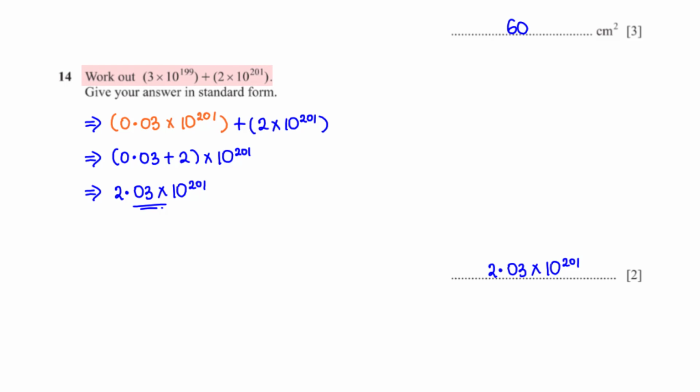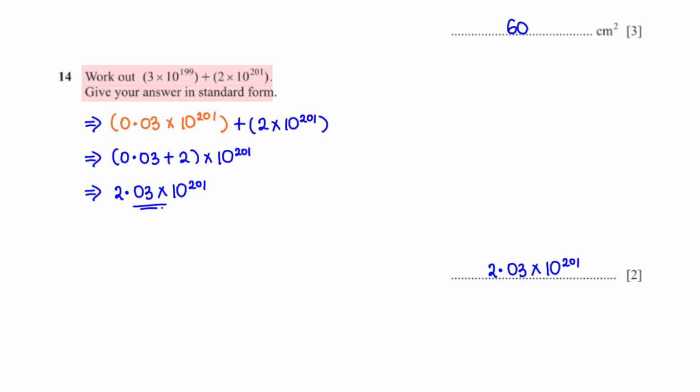Work out 3 times 10 raised to the power 199 plus 2 times 10 raised to the power 201. Give your answer in standard form. To add these two numbers in standard form, we need to get their powers of 10 to be equal. If we want to rewrite 3 times 10 raised to the power 199 to have a power of 201, then we multiply it by 10 raised to the power 2.